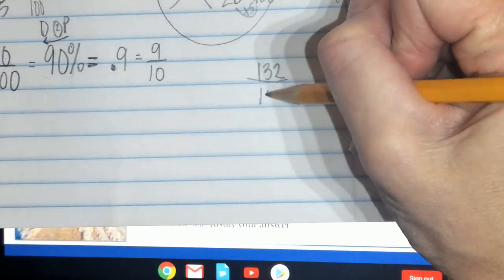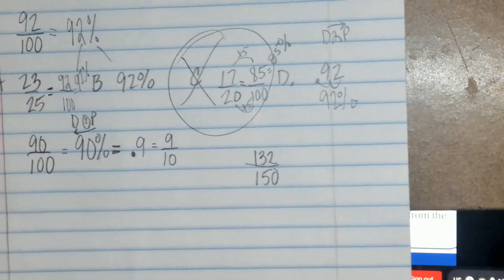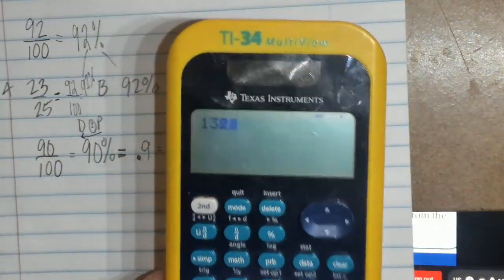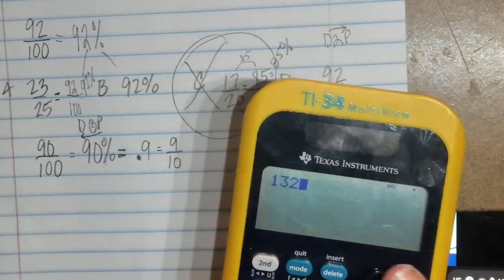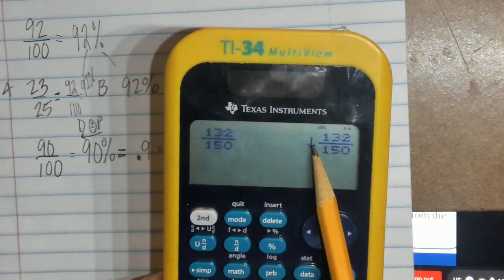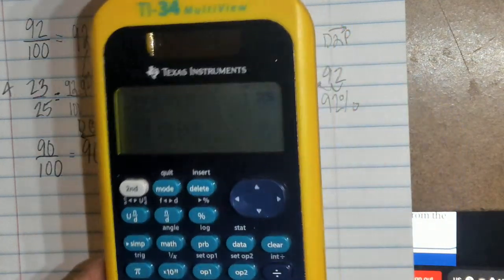So if you filled up 132 out of 150 gigabytes, it should look like that. That would be your fraction, but they want us to give them a percent here. So what can we do to this fraction? It looks like I have a 2 and a 0 on the end. So I'm going to take my calculator and put in 132 over 150. And when I hit enter, oh look, I get to simplify. Oh look, I can simplify it some more.